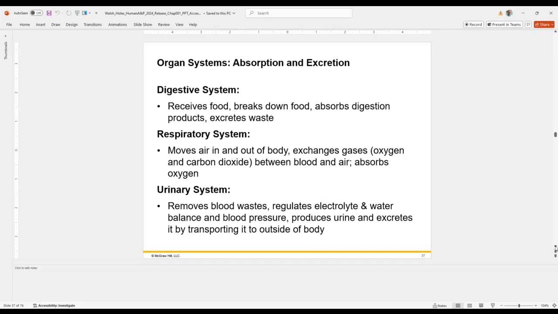Okay, the digestive system. It receives food, breaks down food, absorbs digestion products, excretes waste. So we're talking about the stomach, small intestine, large intestine. Then we have the respiratory system. It moves air in and out of the body. It exchanges gases, oxygen and carbon dioxide in particular, between the blood and air, and it absorbs oxygen. And then we have the urinary system, which removes blood waste, regulates electrolyte and water balance and blood pressure, produces urine, and excretes it by transporting it to the outside of the body.